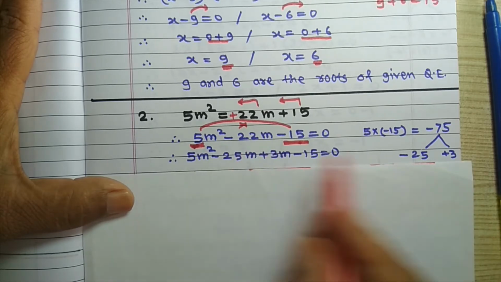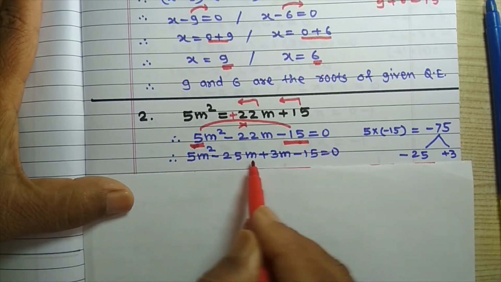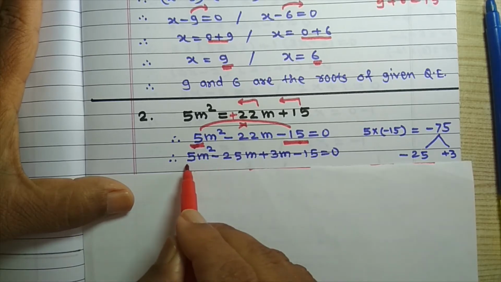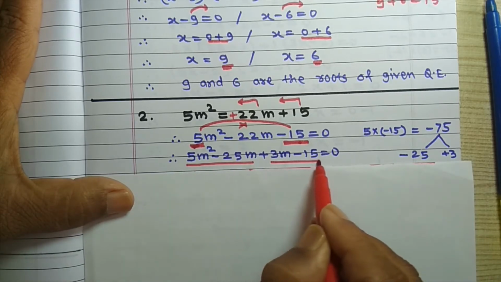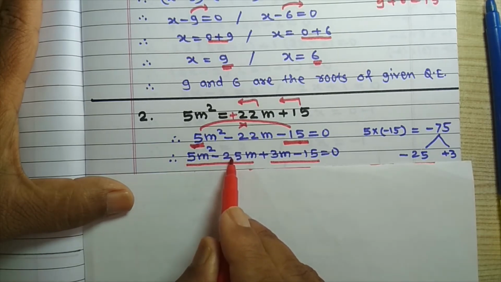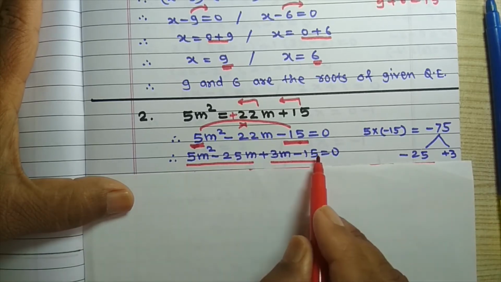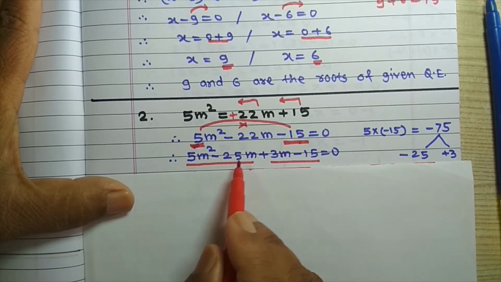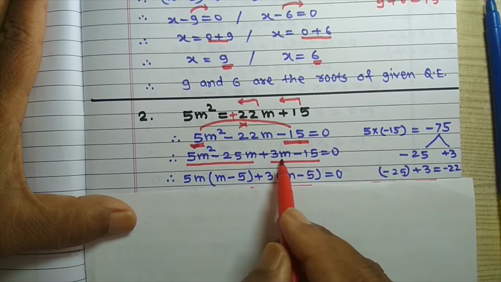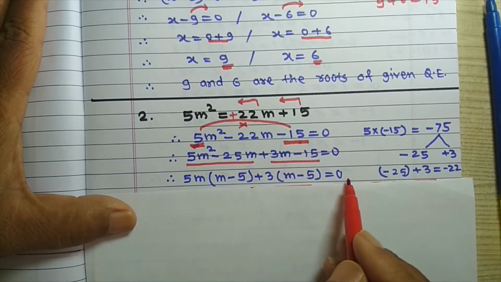Then we have to write the factors. 5m square minus 25m plus 3m minus 15 is equal to 0. Take the first two terms and the last two terms. In the first two, 5 is common because 25 is divisible by 5, and m is also common. In the last two, 3 is common. Therefore, in the first two, 5m is common: 5m in bracket m minus 5. Here plus 3 is common: m minus 5 remains, is equal to 0.